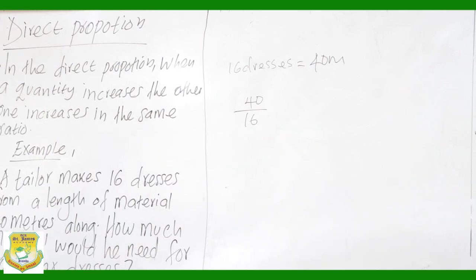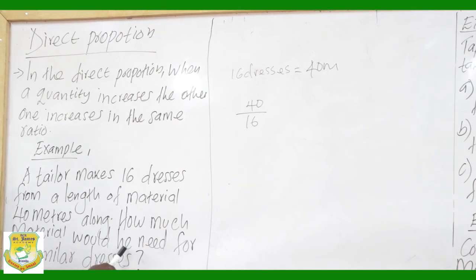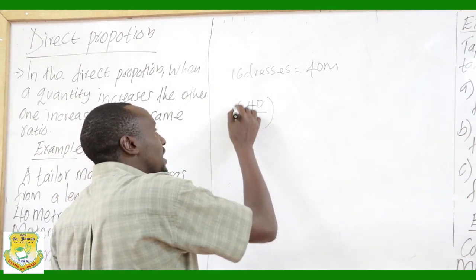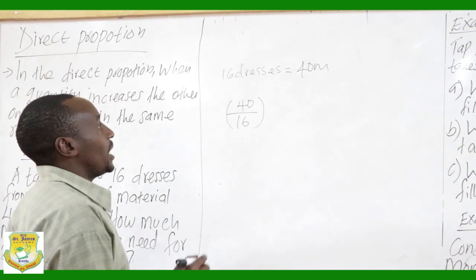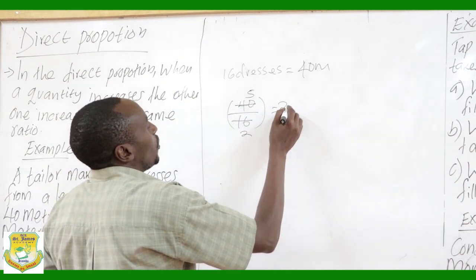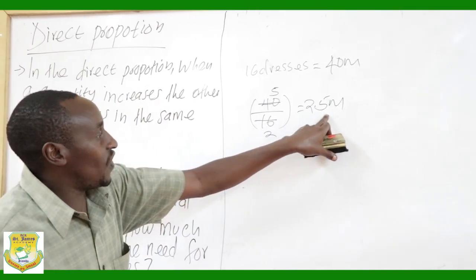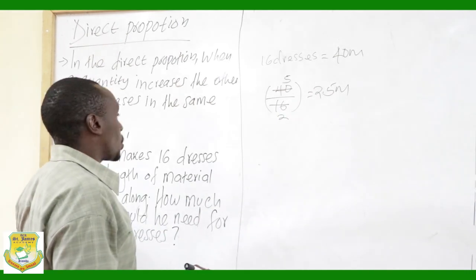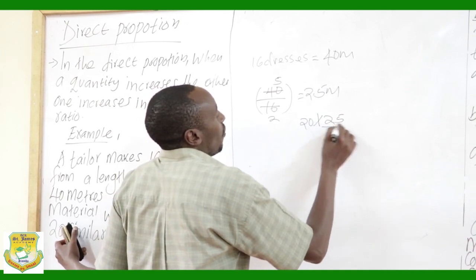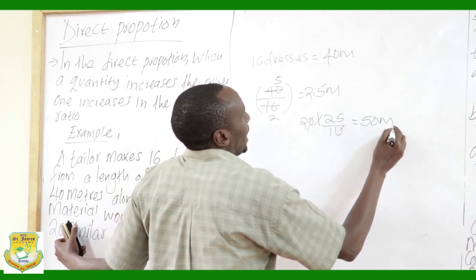From there, the question asks, how much material would he need to make 20 similar dresses? So here you get the number of meters that are required to make one dress. 40 divided by 16: by 8, 2; by 8, 5. I get 2.5. So one dress requires 2.5 meters. What about 20 dresses? I take 20 dresses times 25 over 10. So by 10, by 10, I get 50 meters.